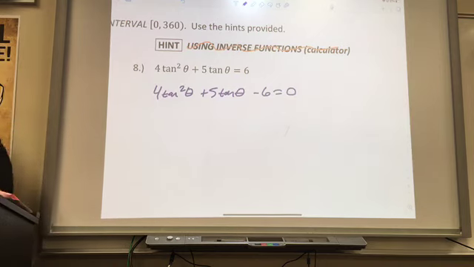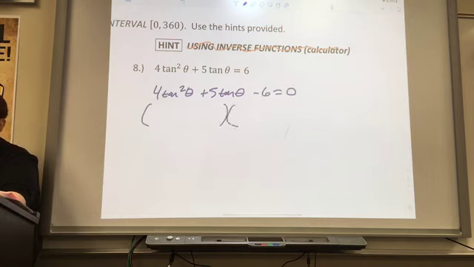I don't think it's working. What? What? What? This is for all of you suckers that still don't know how to factor.